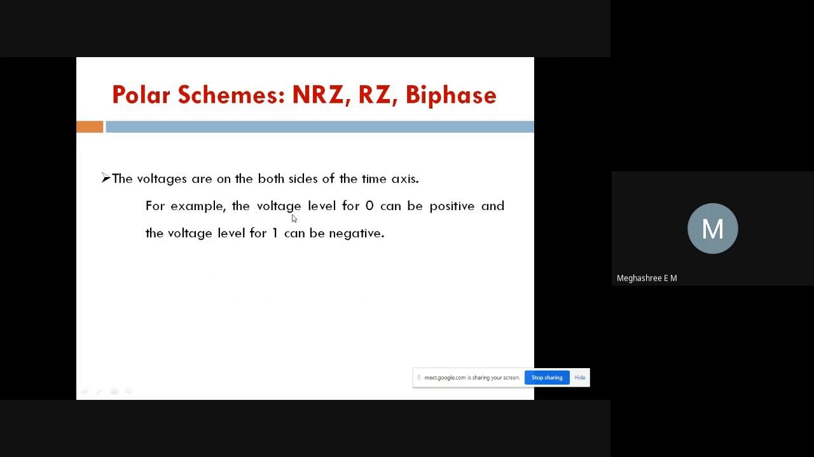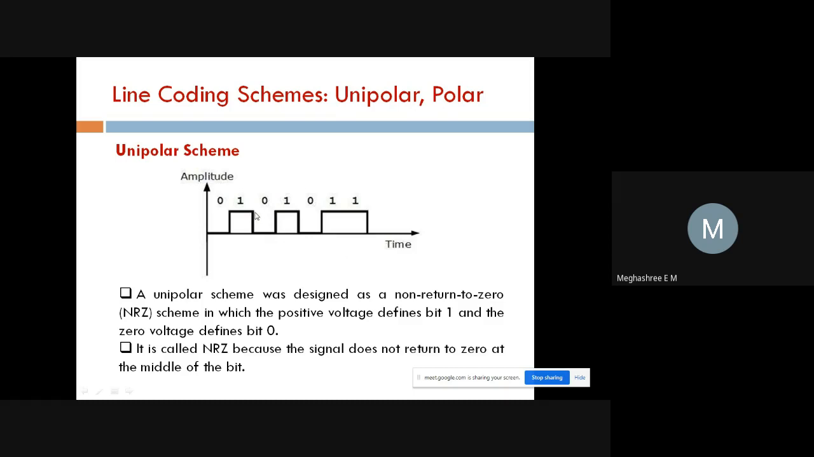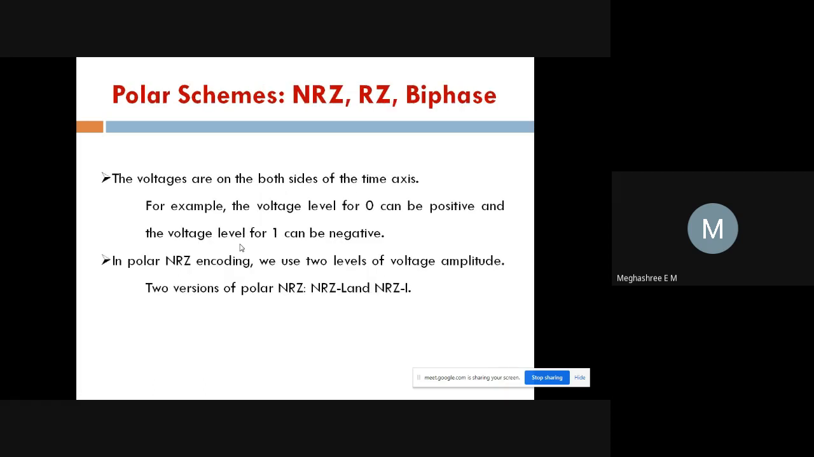Let's consider an example. If you want to represent 0, then the voltage level can be positive and the voltage level for 1 can be negative. In this representation, 1 is positive, and if I represent below this time axis, this voltage can be negative. That is what the scheme says. Let's consider the first type under the polar scheme, that is non-return to zero encoding. In this coding, we use two levels of voltage amplitude. Let's see the two versions of it.